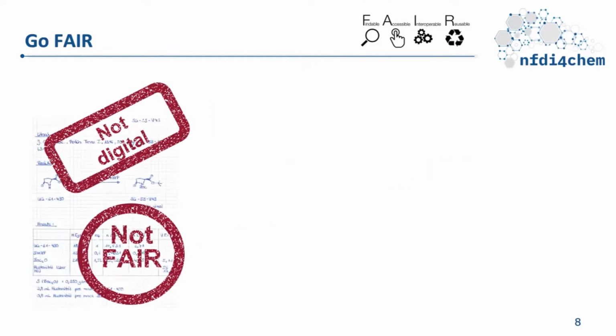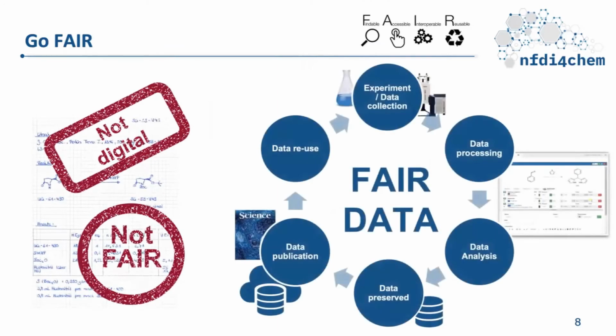So if the data is not digital, it's not FAIR, and in order to verify the data, it has to be captured digitally all along the way, right from the experiment where the data is collected, then the data processing, analysis, and how the data is archived, and ultimately, if there is any publication, whether the metadata are machine readable, and whether this data is reused for reanalysis of the experimental findings.